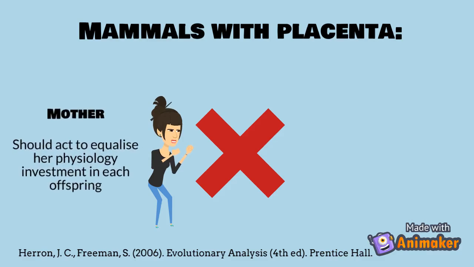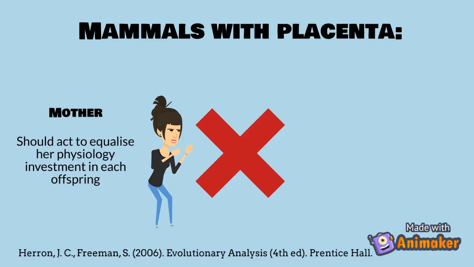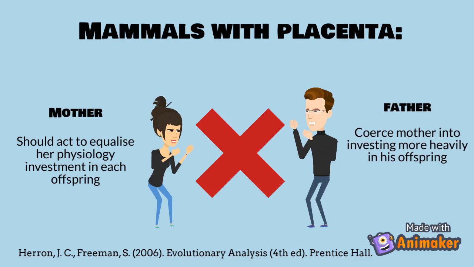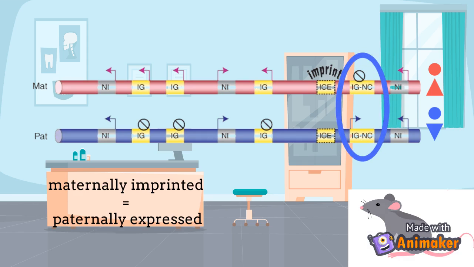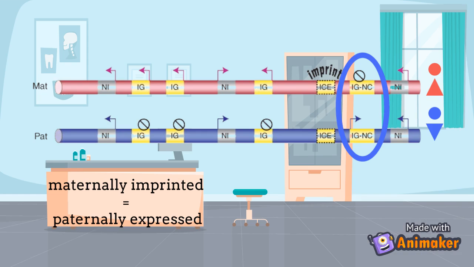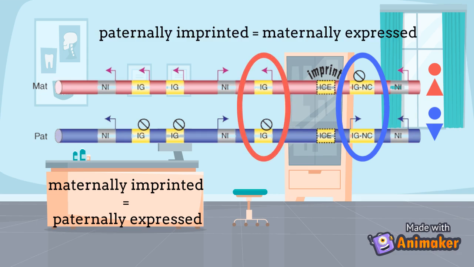This shows how selection will be different depending on whether you're the mother and you want to equalize your physiological investments in each offspring, or if you're the father and you want to coerce the mother into investing more heavily into his offspring. Based on this, the function of maternally imprinted, i.e. paternally expressed genes, will be to obtain as much nourishment as possible for developing embryos above and beyond the maternal optimum, for example by increasing placental growth, appetite, and nutrient metabolism. On the other hand, paternally imprinted, i.e. maternally expressed genes, will act to counteract this effect. Further on, we will see some examples.